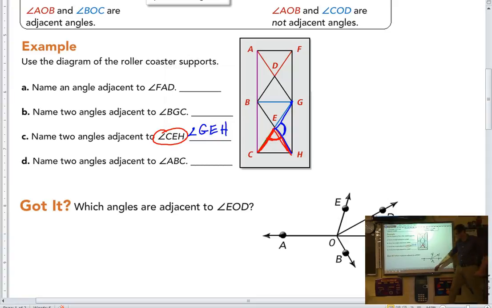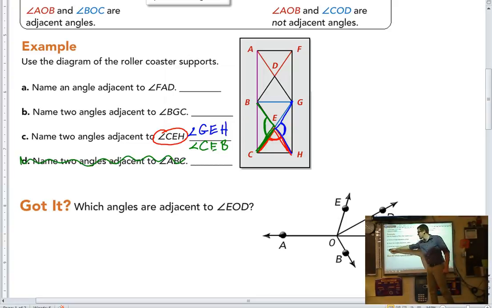Casey, you know another? BEC is right here, uses these edges, it shares the side, it shares the vertex. So we could either say BEC or CEB, up to you. Do not cross out D, we're just not doing it yet.